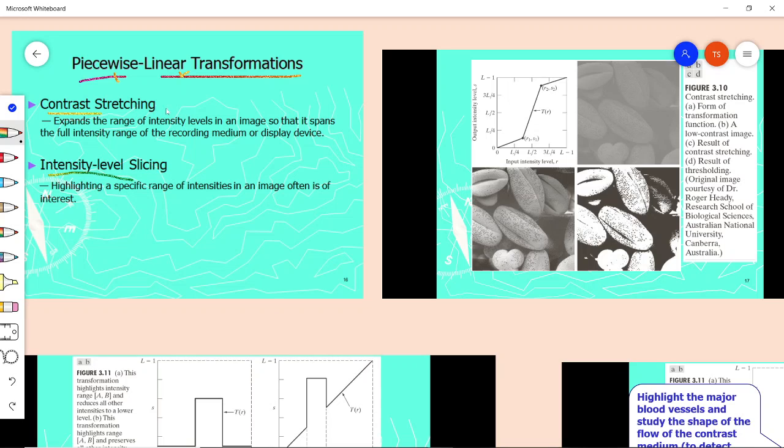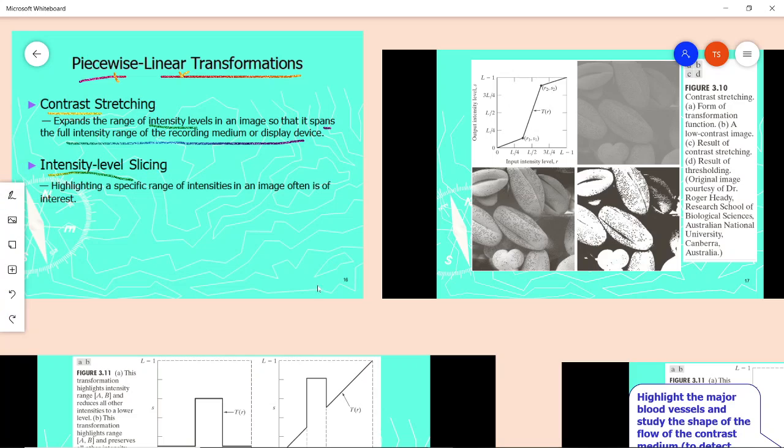So here, on what part of the image we are applying all the operations and transformations, whatever the process, we are applying upon intensity levels, right? Then contrast stretching means we are expanding, meaning enlarging, the range of intensity levels in an image. So some range of intensity levels we are expanding, that is called contrast stretching. And after expanding some range of intensity levels, it spans the full intensity range of the recording medium or display device. It occupies the full intensity range of the recording medium or display device.